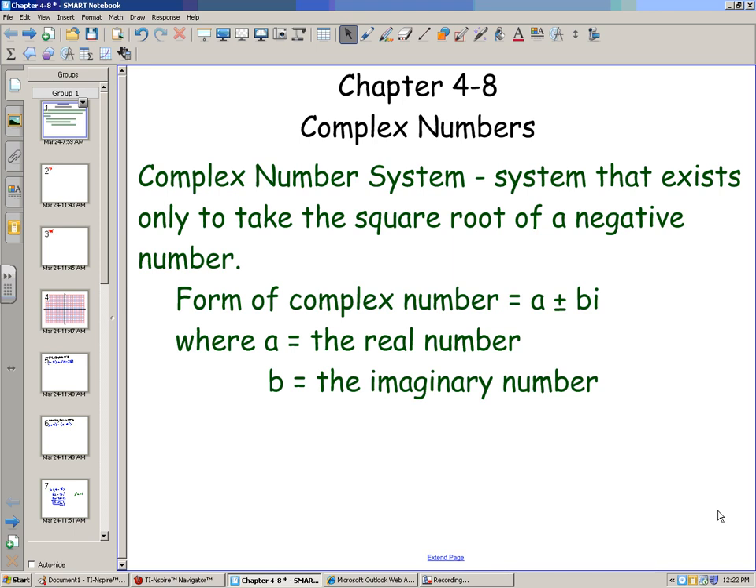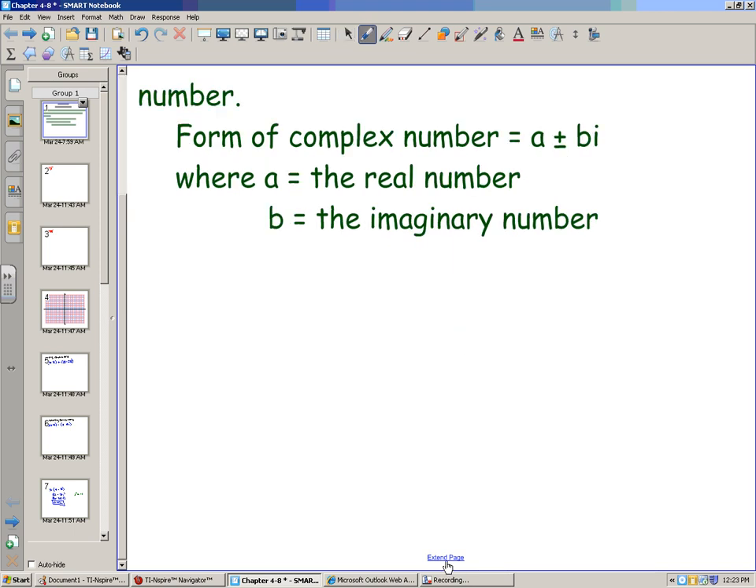Now, the form of a complex number is a plus or minus bi. a is the real number, b is the imaginary number, okay? Now, the square root of -9. Does there exist a number multiplied by itself that gives you -9?